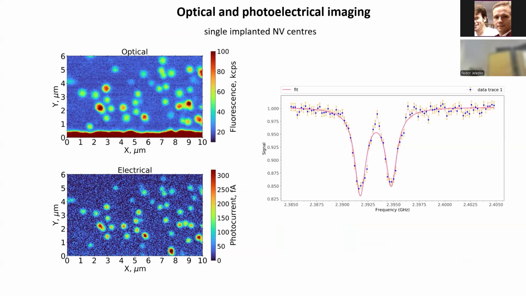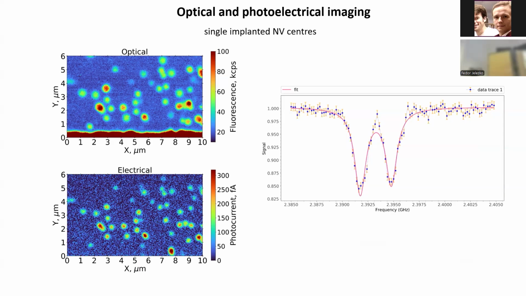Here I show you an example of an optical and photoelectrical image of color centers. The optical one is very traditional confocal scanning. So you scan a laser beam and you measure photoluminescence. Here I show the intensity in counts per second. Here's the color. You see a single NV center. Sometimes we have two here. And on the bottom, you have one of the electrodes. That's why this area is a bit shadowed. The second one is here on the top.